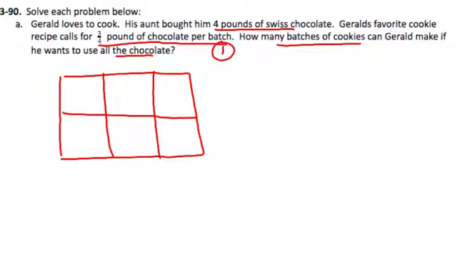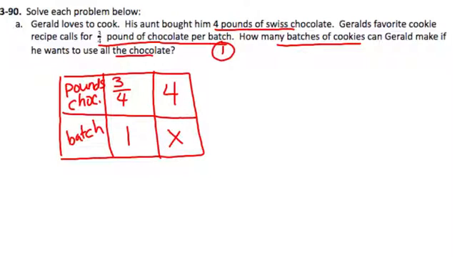So when I make my proportion box, my 2 labels, it looks like I have pounds of chocolate, and then I have batches. Now I know that 3/4 pound of chocolate will give me one batch. So here's my fraction 3/4 for one batch. 3/4 pound chocolate for one batch. I know that his aunt gave him 4 pounds of chocolate, so that goes right there. What I'm looking for is that number right there, X, how many batches.